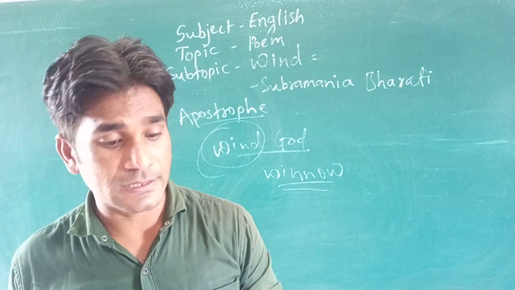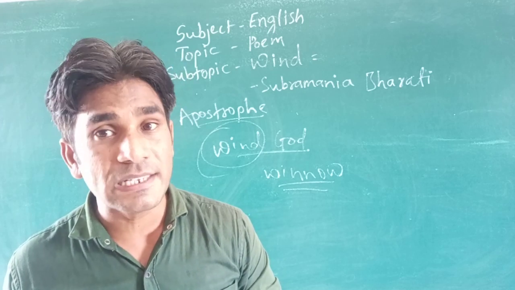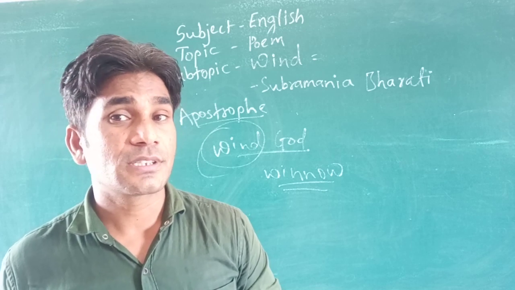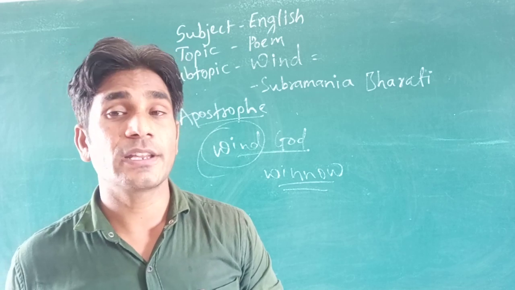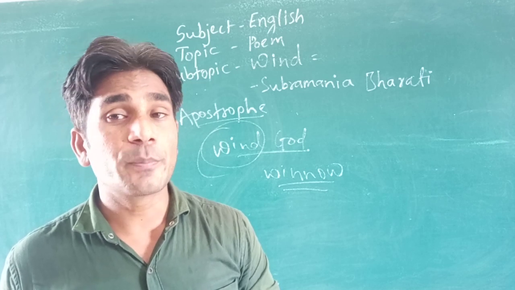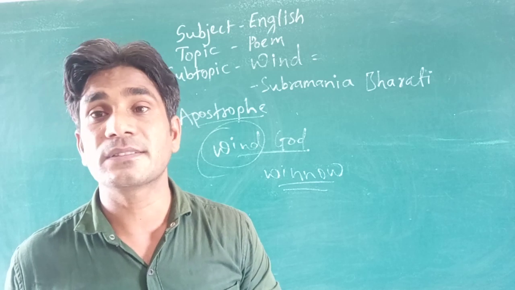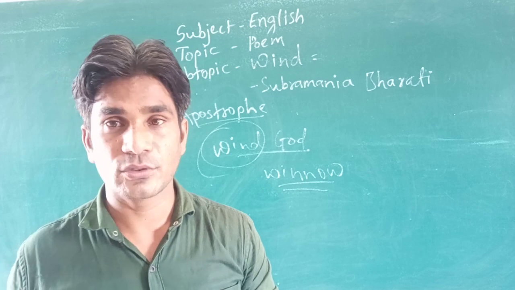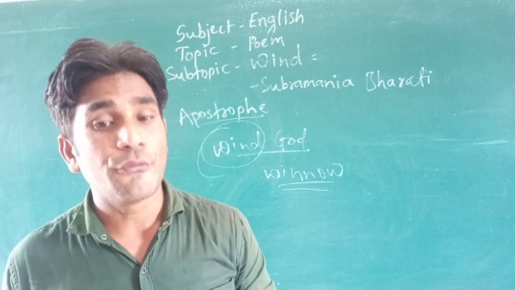Okay, then there he says, wind, come softly. As I told you, he made a request to the wind to blow softly, so that such destruction would not be done. Then he made another request to the wind: don't break the shutters of the windows. Shutters means the doors of the windows. Means जो window के जो पल्ले होते हैं उसे हम shutters कह सकते हैं. Okay, shutters of the windows.